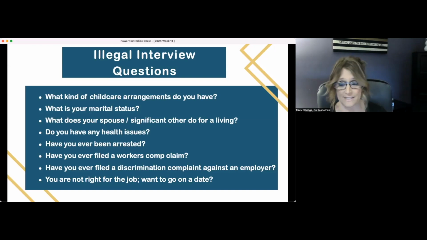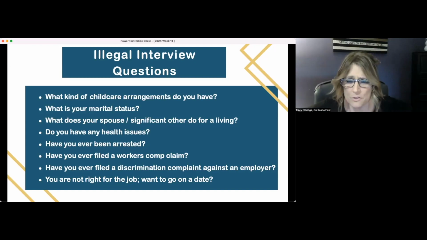What is your marital status? What does your spouse or significant other do for a living? Do you have any health issues? Have you ever been arrested? Have you ever filed a workers comp claim? Have you ever filed a discrimination complaint against an employer, and saying you're not right for the job? Do you want to go on a date? These are just some of the things that are listed, but just be mindful.